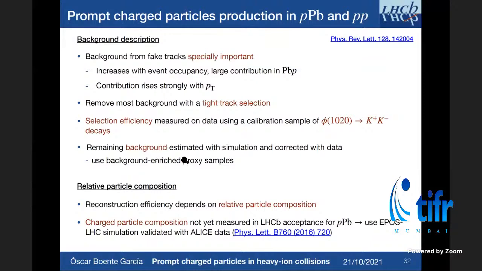And the remaining background after the cuts, we estimated both with simulation, but also with data using calibration samples with background-rich samples. Another point of importance is that the reconstruction efficiency depends on whether the particle is a kaon, proton, or pion, for instance. And we don't have yet a measurement of these abundances in our acceptance. So we need to use a simulation that we validate with ALICE data in the central region. So this is an important point.